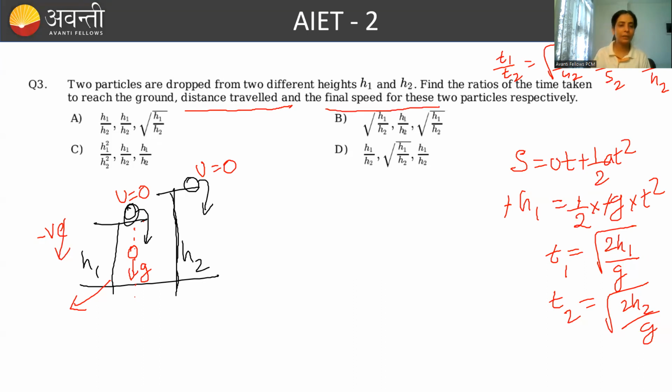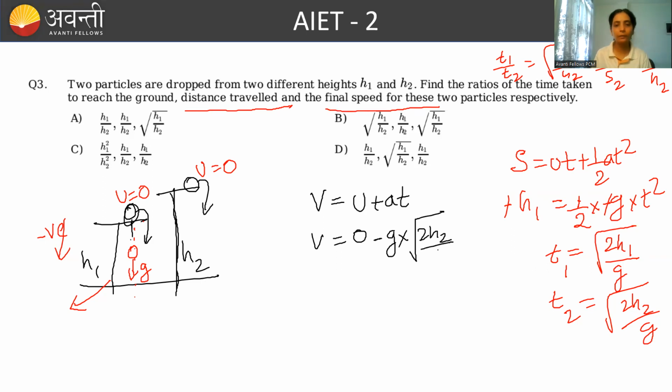Now let's go to the third thing, the final speed ratio. Let's calculate it for the first particle using the equation of motion v equal to u plus at. The initial velocity is 0, the final velocity we have to calculate, the acceleration is minus g, and the time taken to come down is root of 2h1 by g.